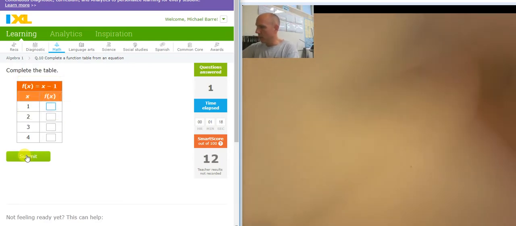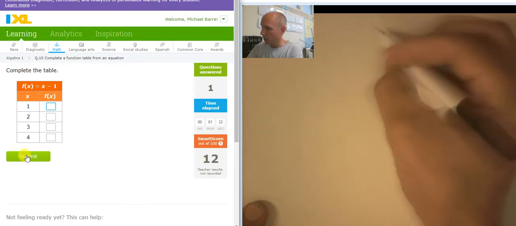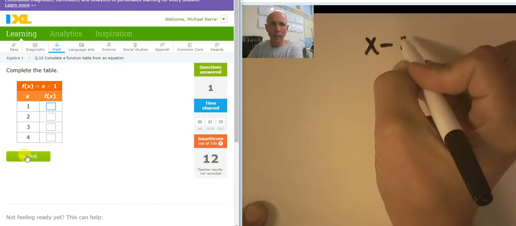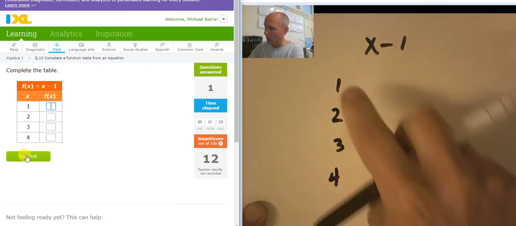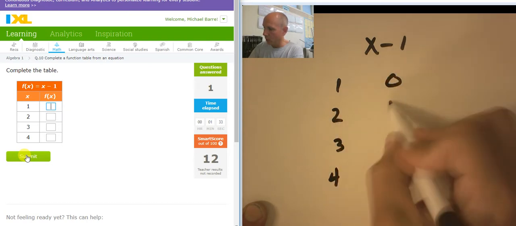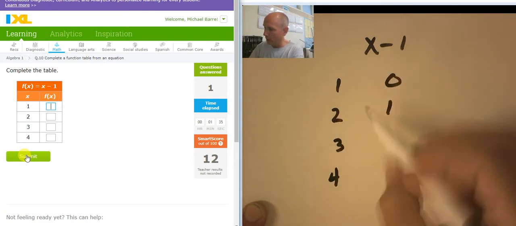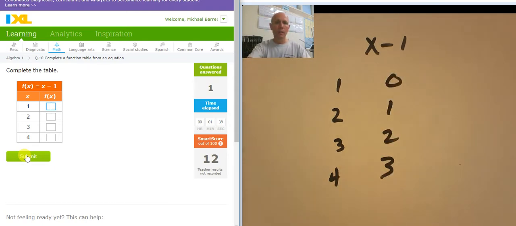This next one, what am I looking at? I'm looking at x minus 1. So I'm doing x minus 1, and I'm doing it at 1, 2, 3, and 4. Okay, ready? 1 minus 1 is 0. 2 minus 1 is 1. 3 minus 1 is 2. 4 minus 1 is 3. So 0, 1, 2, 3.